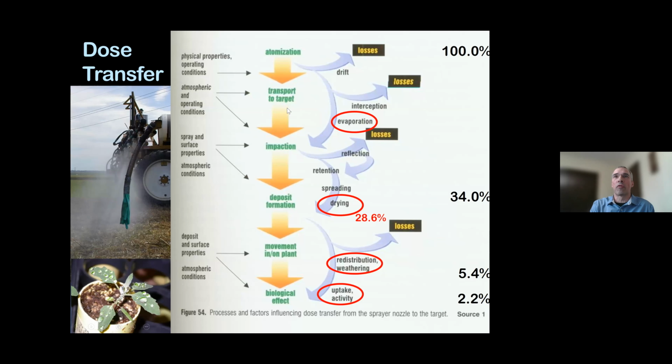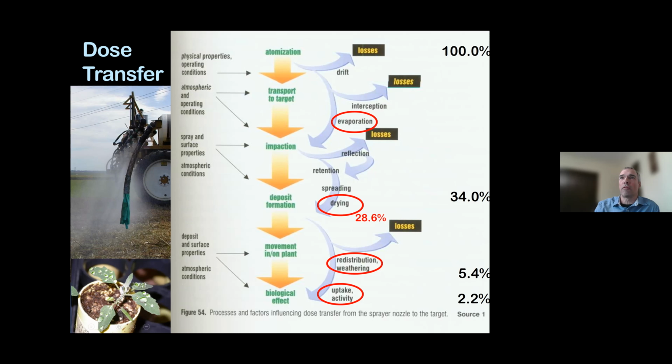And it basically goes from atomization, which is on top, that's the tip of the nozzle, right down to the target site in the plant. And there are a lot of places where we can lose the herbicide or where something can happen to the herbicide along this path. And the leaf surface being one of these real barriers to herbicide performance and uptake.